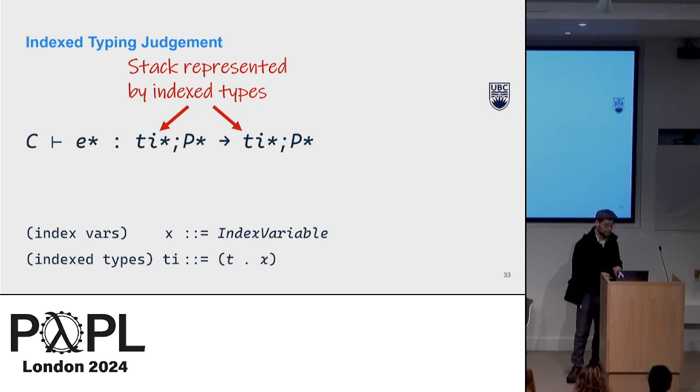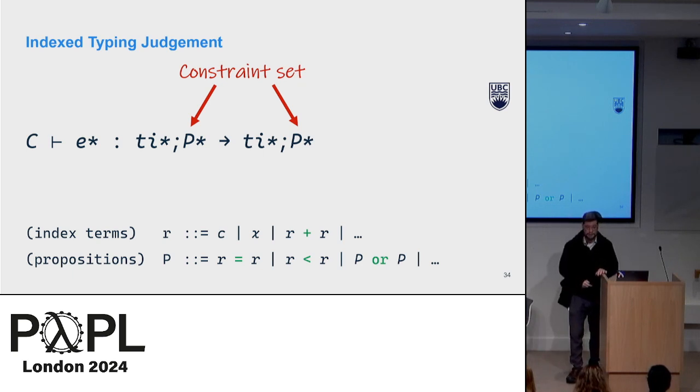How do we constrain them? Well, that's what this P star is. It's a set of constraints, and they basically look like your kind of standard ways of constructing refinements. This is a little bit of a lie. The full details are in the paper.